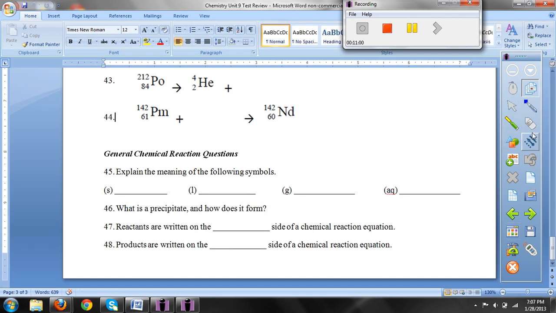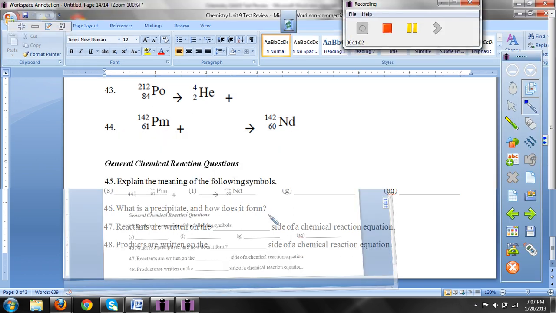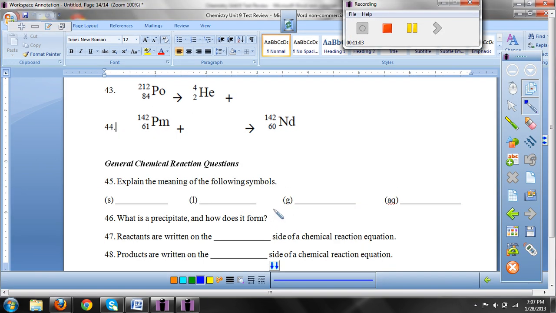Well, we're almost at the end. Okay. What is a precipitate and how does it form? I said that a precipitate was an insoluble solid that forms and separates from a solution. So it typically falls to the bottom of the test tube.